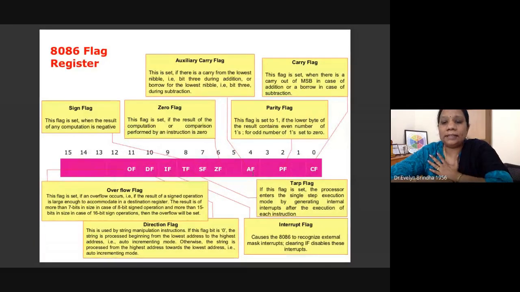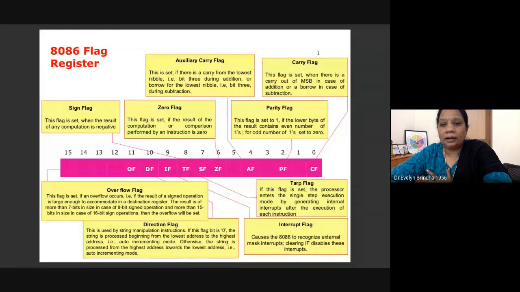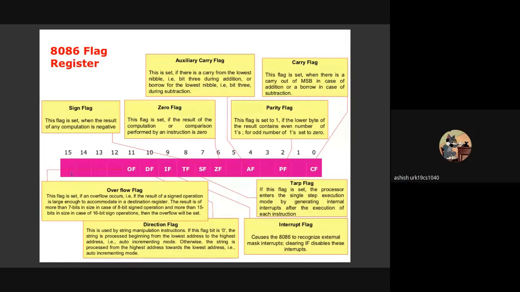So how many flags are there in 8086? Totally 9. Nine flags, but what is the flag register size of 8086? 16. So only 9 are used out of which, and the remaining are unused flags. So 1, 2, 3, 4, 5, 6, 7 flags are unused and only 9 are being used. Clear? Yes, ma'am. Good.